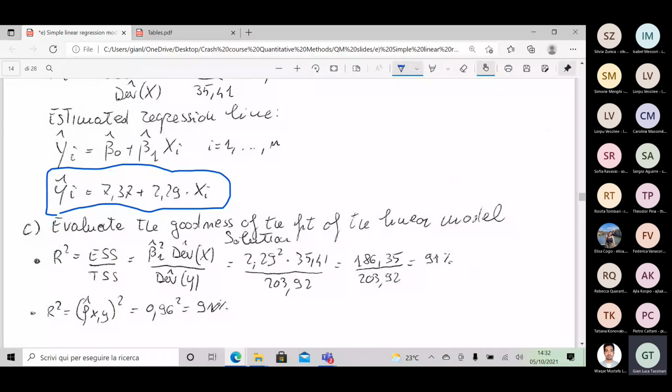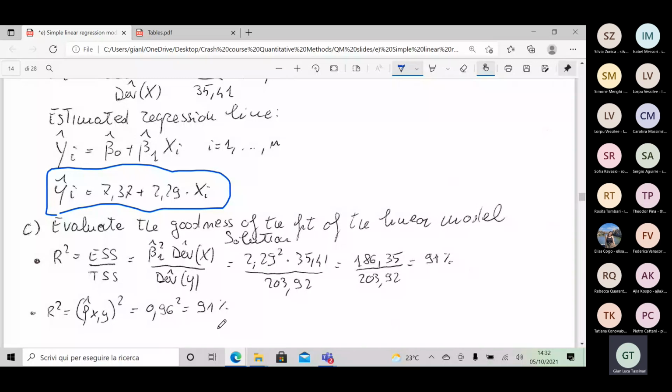In other terms, our estimated model is able to explain 91% of the variability of the sales, which is very good, very high, because remember the R square can assume values between 0 and 1. Alternatively, guys, we can compute it another way.